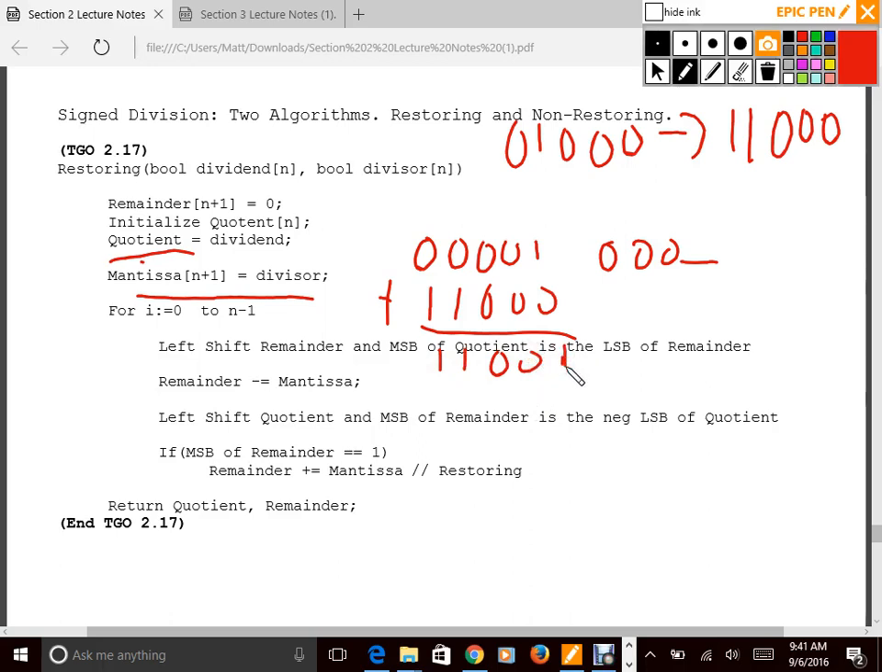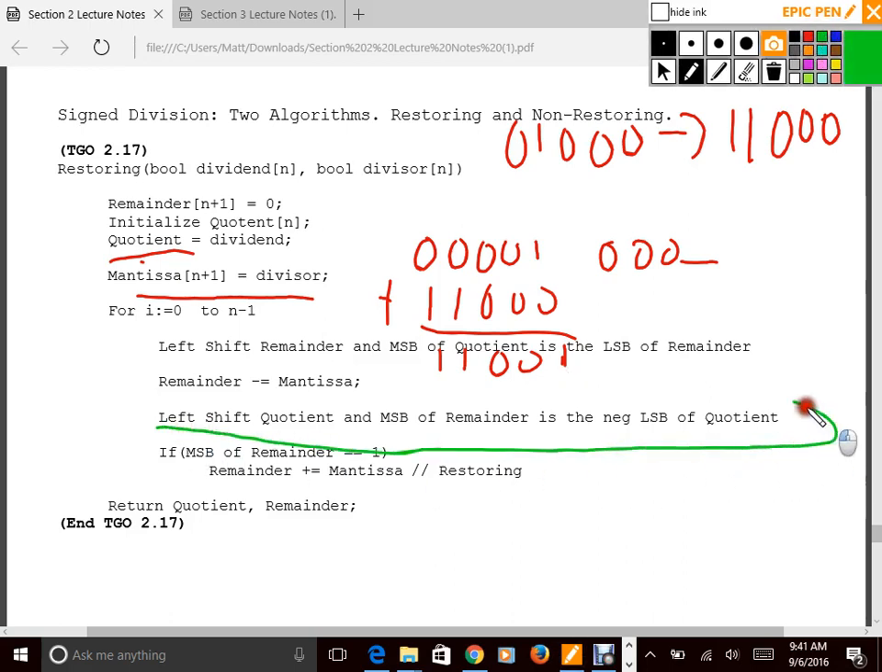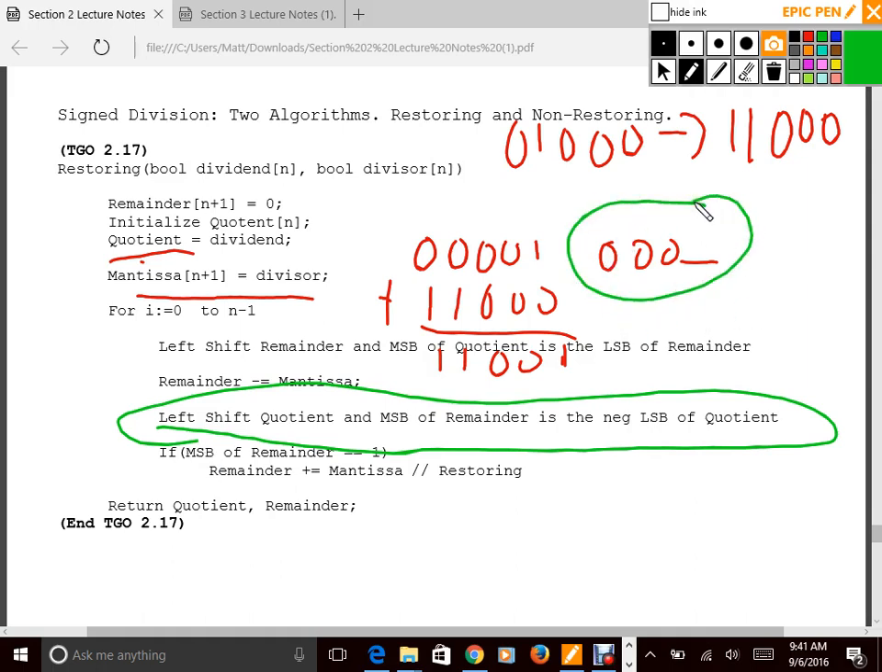Now this is where, let me change the color here so that I can emphasize this. This part of the algorithm is where people get confused the most. So I'm going to act it out right here, and then I'm going to be hammering it in when we do both restoring and non-restoring division. We're going to left shift the quotient, so we've already done that here because we've left shifted it and we have a missing bit. And the most significant bit of the remainder, which is this guy here, is the negation of the least significant bit of the quotient. So what does that mean? If it's 1, it should be 0. And if it's 0, I want it to be a 1.